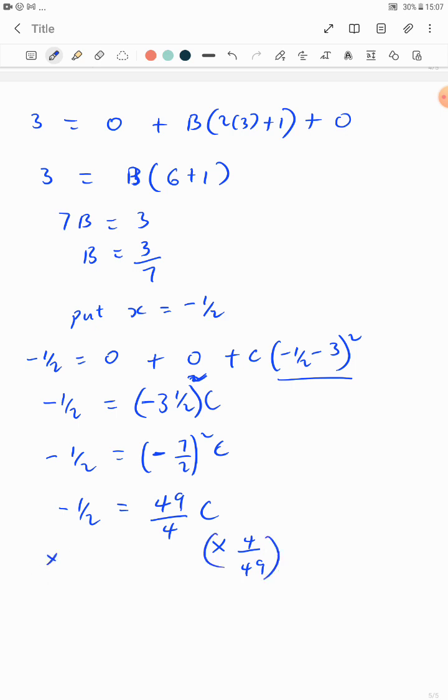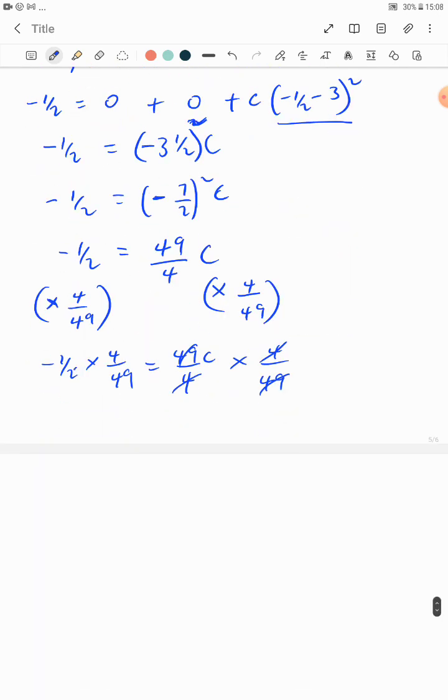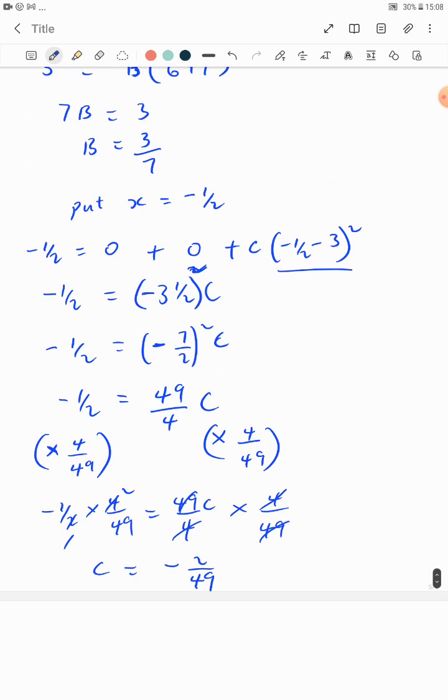Multiply both sides by 4 over 49, so that will be minus 1 over 2 times 4 over 49 equals 49 over 4 c times 4 over 49. 49 cancels 49, 4 cancels 4, okay, 2 here 1, 2 here 2. So our c will be minus 2 over 49. All right, so don't be confused with this here, okay.